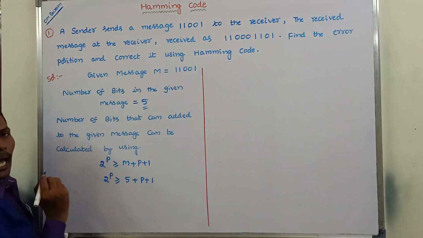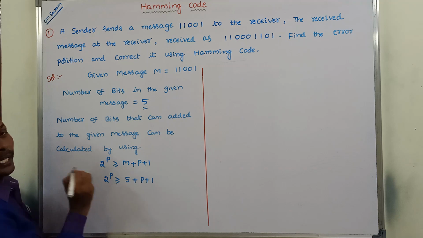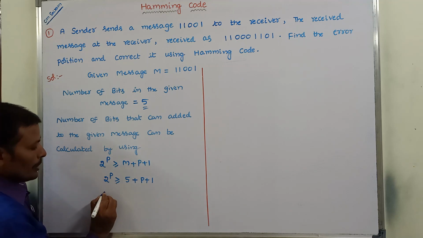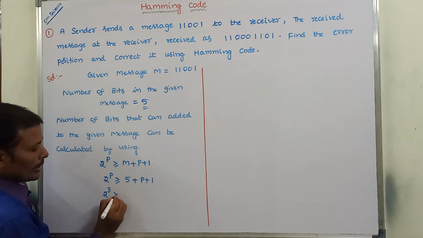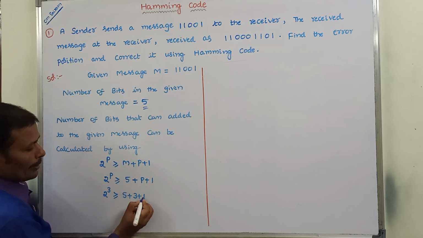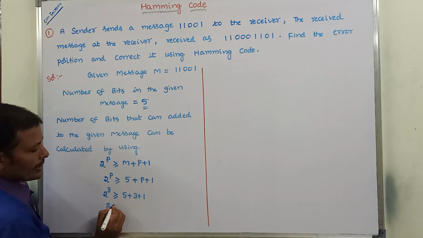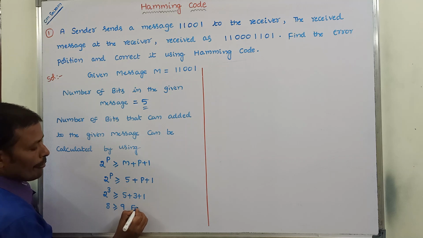For example, I take the p value as 3. So 2 power 3 greater than or equal to 5 plus 3 plus 1. 2 power 3 is 8, and 8 greater than or equal to 5 plus 3 plus 1, that is 9. So this is false.